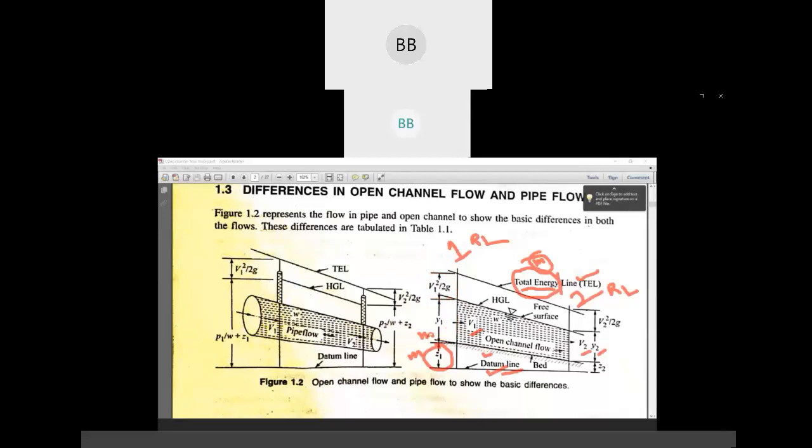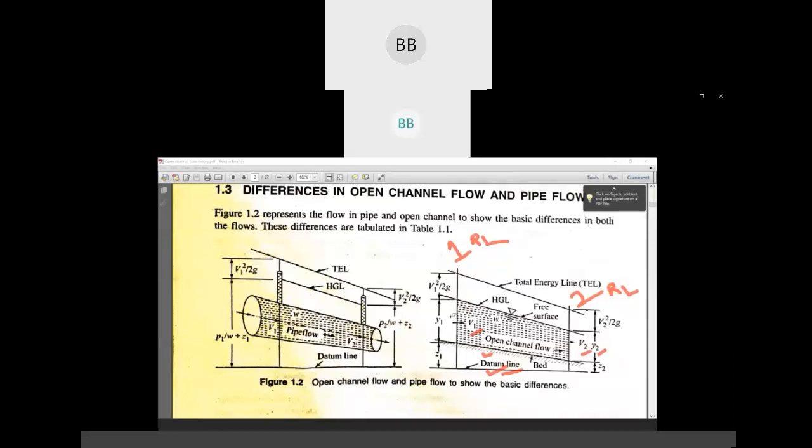So our aim is to differentiate between the open channel and pipe flow. Why I'm discussing this is very important, and you should know the difference between your specific energy and the total energy.